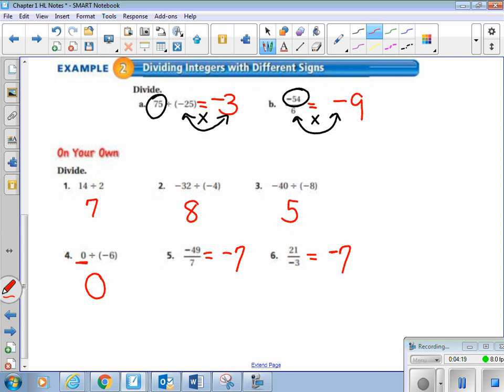All right, again, your division rules are the same as your multiplication rules. Same sign, your answer is positive. Different sign, your answer is negative.